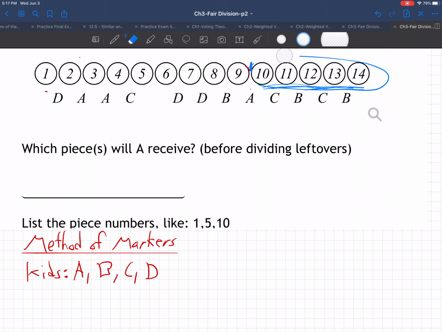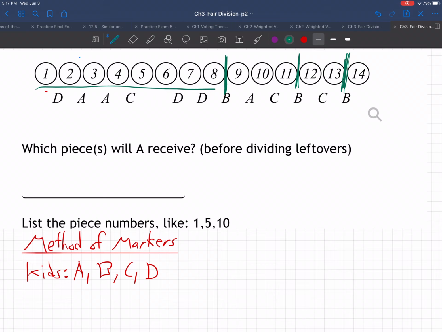Let's look at child B. Child B feels a little differently. Child B said, I'm going to put a marker right there, and right there. So child B is saying, I think candies 1 through 8 is a fair share. 9 through 11, 12, 13, or 14.